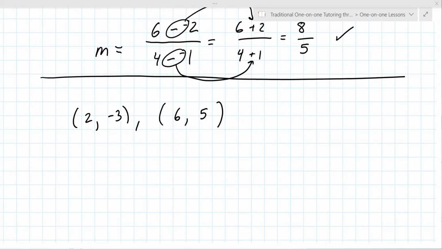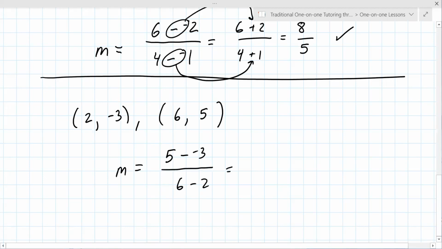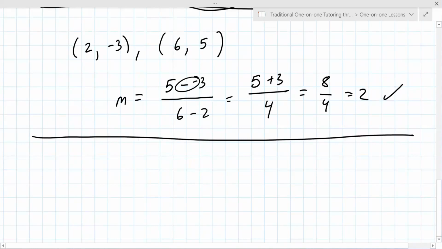Two. Okay, let me write it out here just in case you want to look at it later. 5 minus negative 3 over 6 minus 2. These two become 5 plus 3 over 4, so 8 over 4, which is 2. Very good. Now let's try another scenario. What is -3 minus 5? What does that become? -8. It is -8. Very good.